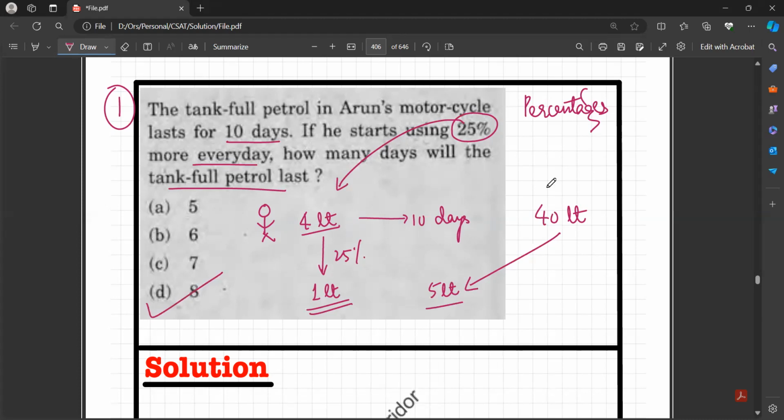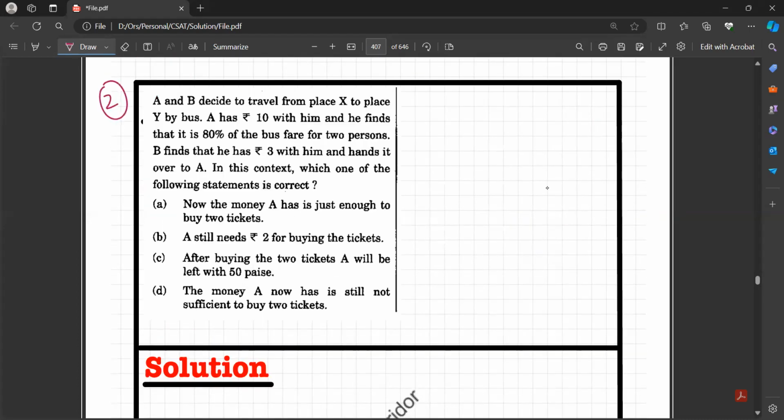Coming to question number 2. A and B decide to travel from the place X to Y by bus. A has rupees 10 with him. He finds that it is 80% of the bus fare for 2 persons. So 10 rupees is equal to 80%, that is 80 by 100. Let the bus fare for a person be x, then for 2 people it becomes 2x.